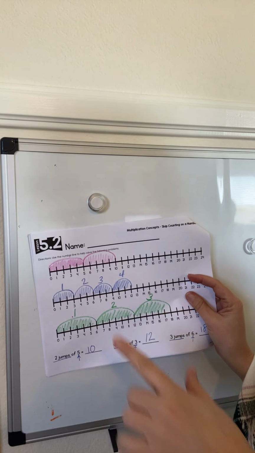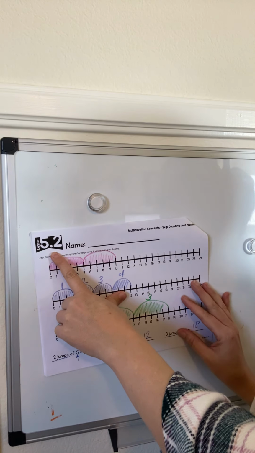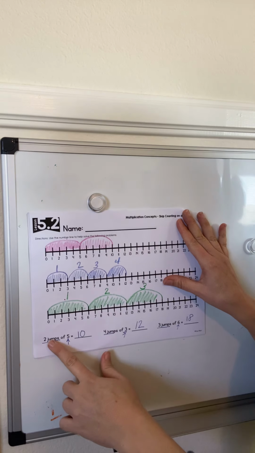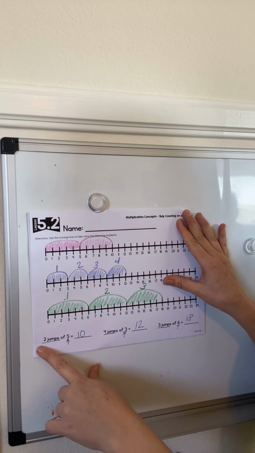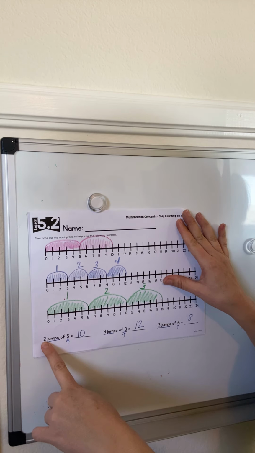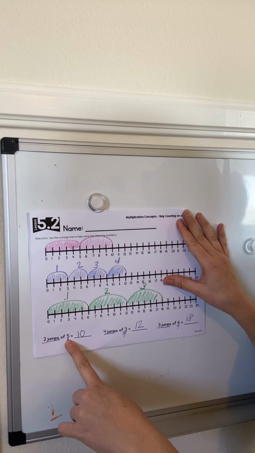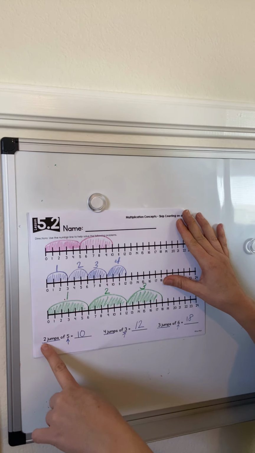So today we are going to talk about lesson 5.2. We are jumping on a number line. So what this looks like is we get a written equation where it tells us how many jumps and how far we're jumping each time to get to a number.